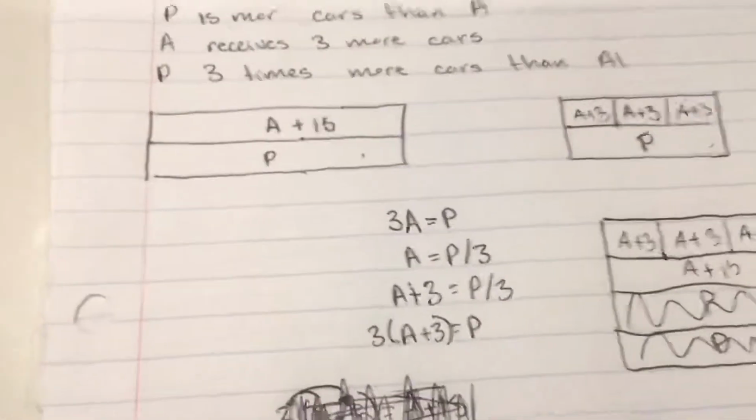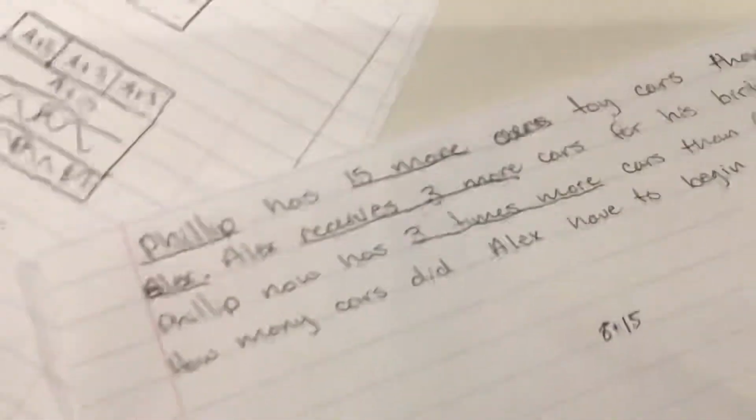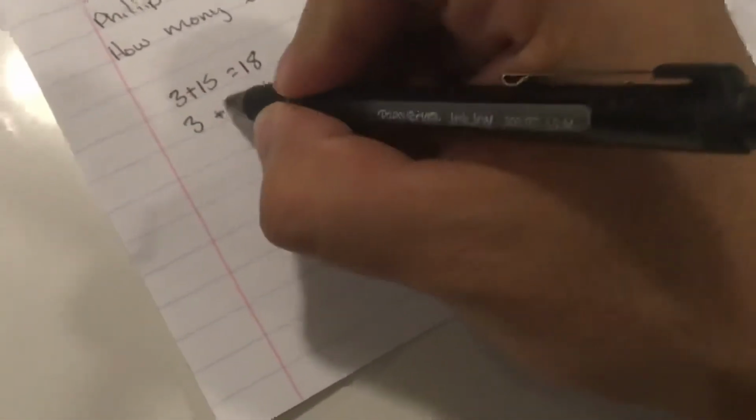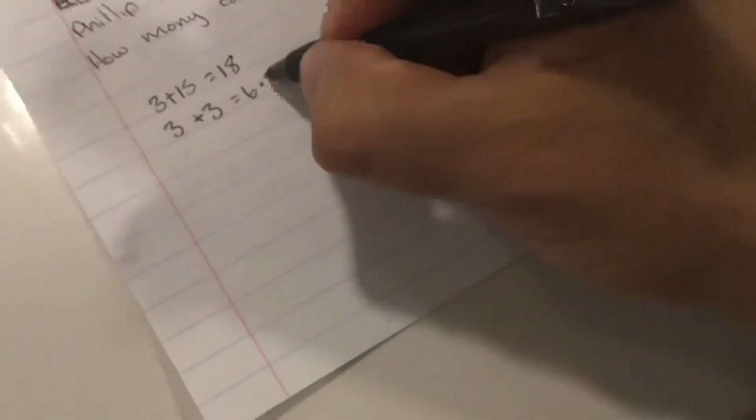If you want, we can double check our work. Going back to the question. Philip has 15 more cars, so then we do 3 plus 15 equals 18. Alex receives 3 more cars, so 3 plus 3 equals 6. Now 6 times 3 is 18. This number matches this number, so therefore our answer here is 3.